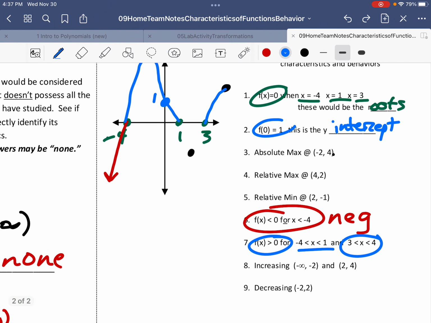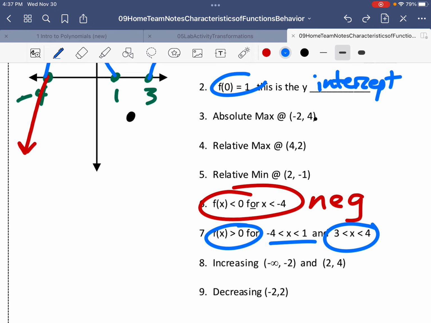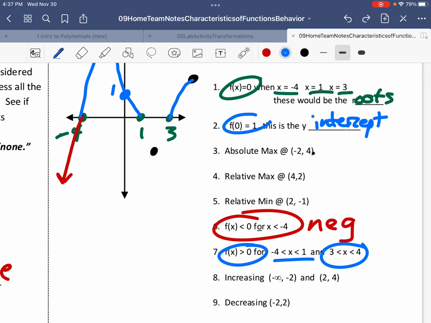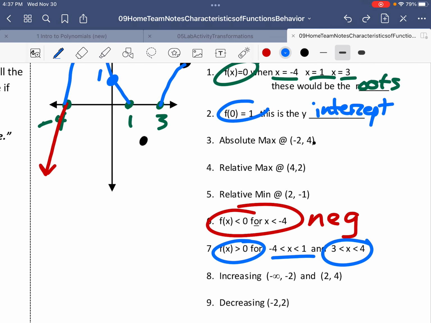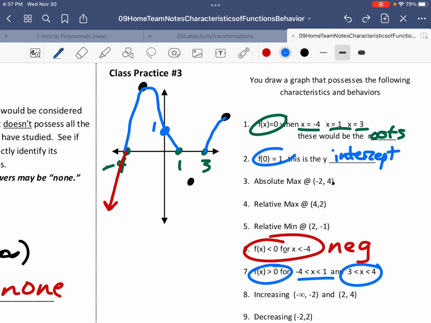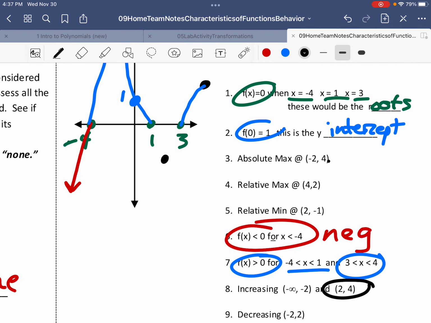Finally, it looks like the graph is supposed to be increasing. That is, the graph is supposed to be going up between negative infinity and negative 2. Well, that looks good because my graph is going up all along here. And then it says the graph also should be going up between 2 and 4. Now, if my graph's going to be going up between 2 and 4, I've got to add an extra line in here so it can go up this whole time. Oops, let's keep that line there.